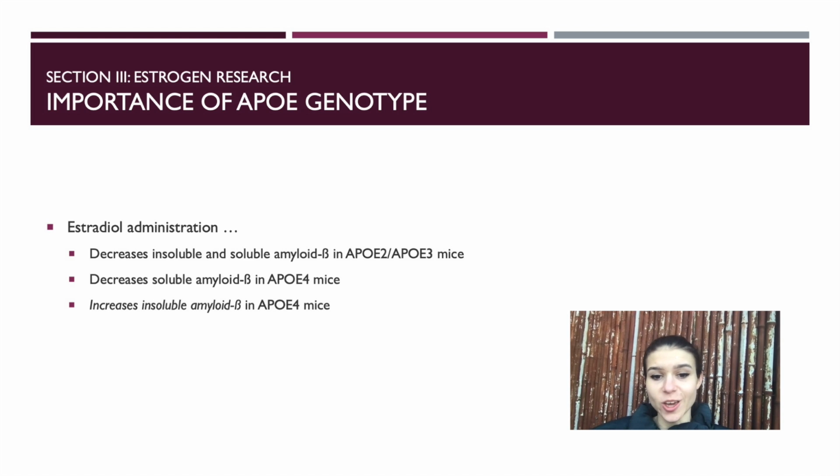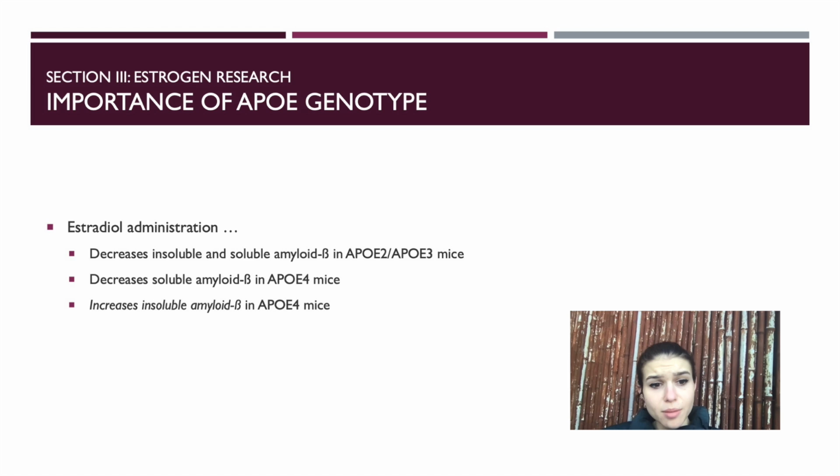After more research was starting to emerge suggesting that there could be this link between estrogen and ApoE, people started to look at genotypic interactions. Kunzler et al. did a study where they gave estradiol to EFAD mice, which express human ApoE and accumulate high levels of amyloid. And they saw that estradiol administration decreased both insoluble and soluble amyloid beta in the ApoE2 and the ApoE3 mice. However, in the ApoE4 mice, it decreased soluble amyloid beta, but increased insoluble amyloid beta. So this is helpful information for if we want to kind of think about estrogen as a therapy for humans in the future.